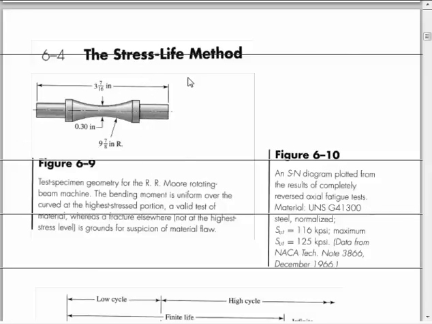And then we have to make judgments on our part, which is going to have totally different shape, totally different surface finish, totally different kinds of loading. Yet we still have to use this data to make some decision about whether our part will succeed or fail.